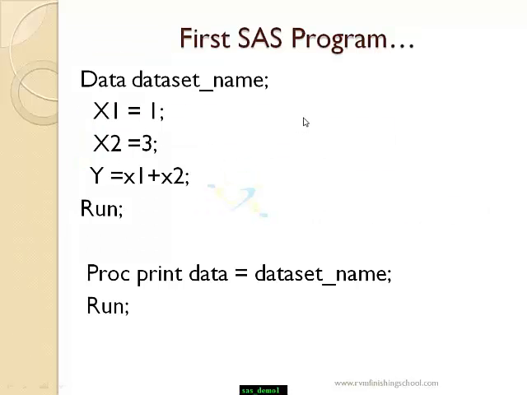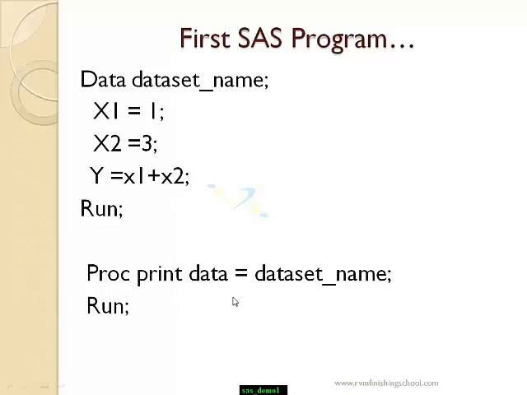Now you can look at the first SAS program, a sample program I can show you, like how it is written: data and the data set name. The data set name is the name of the data set you are making. I am creating 3 variables here, x1, x2 and y. I am initializing the value x1 equals 1 and x2 equals 3. And in the y variable, what I am doing is creating the sum of these two variables, x1 plus x2. Now you can see that every SAS statement ends with a semicolon, and run is needed to run the SAS command.